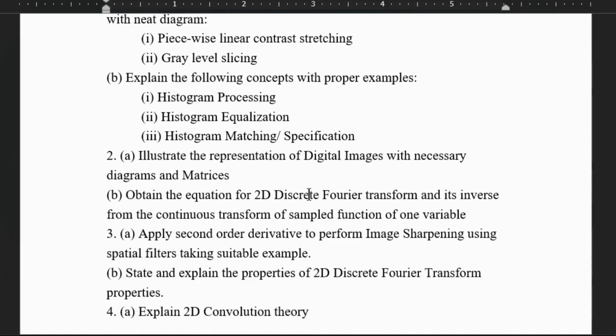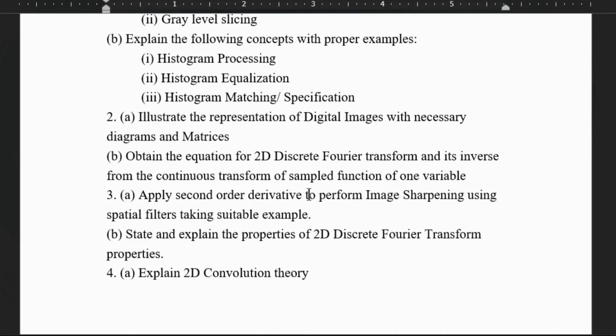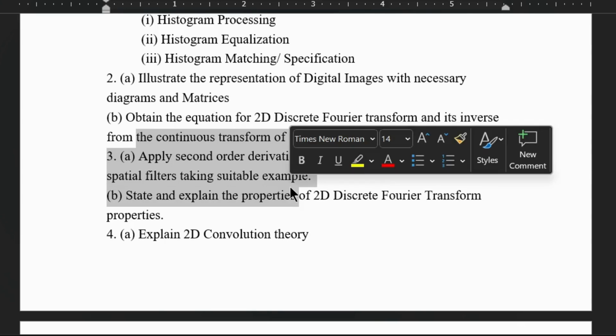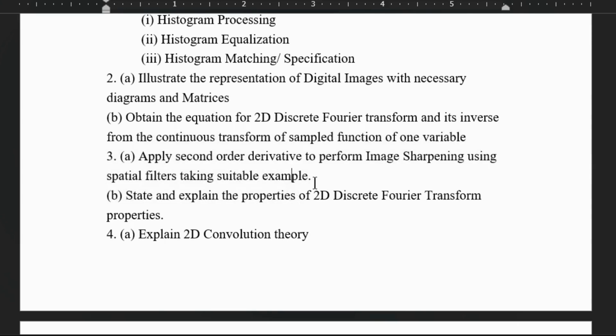Then illustrate the representation of a digital image with necessary diagrams and matrices. Yes, we have all those different types of connectivity and all. You have to write all those things. Then apply second order derivative filters to perform image sharpening using spectral filters. Spectral example, yes, it's already discussed in the video. You can go and check.